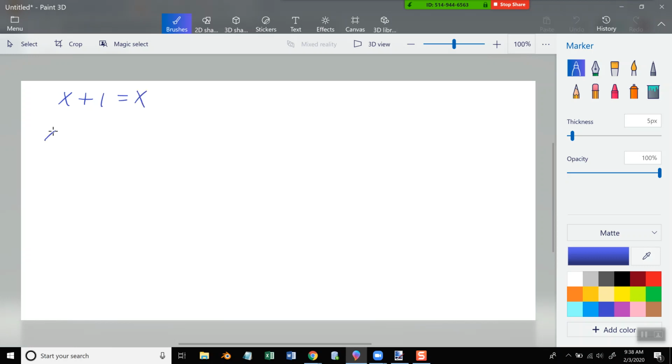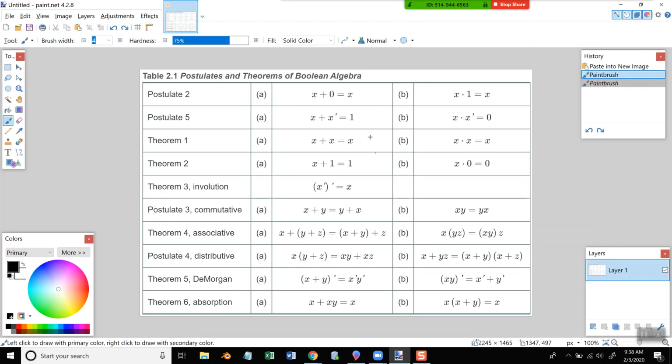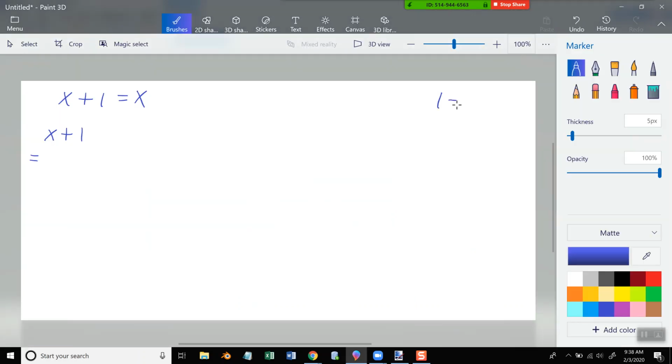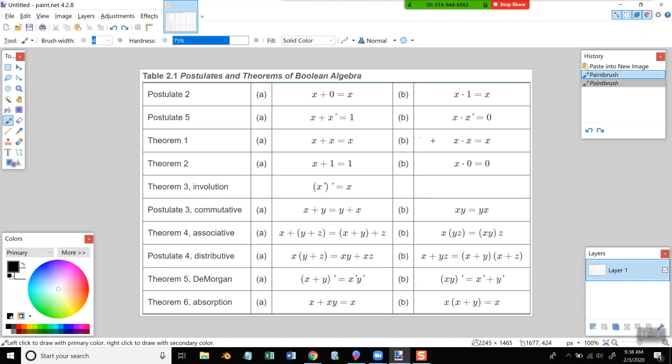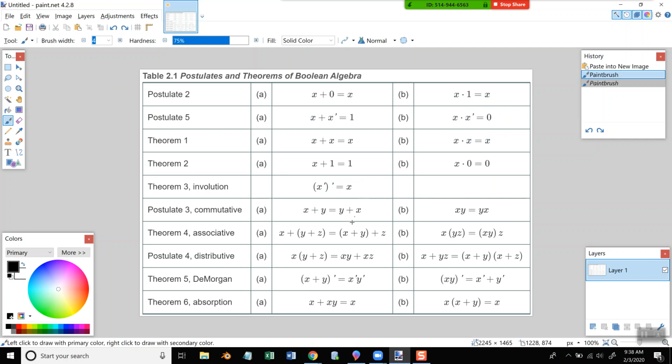Always start with the harder side. I think that's the best way to go. Now, I'm going to try to stick with postulates since we haven't proved all the theorems. I'm probably going to rewrite 1, and 1. I can rewrite this way: 1 is equal to x or not x. That's one possibility. 1 is also equal to x plus 1. I'll refer to them as pluses and times just for simplicity's sake. Is that it? I guess that's it.